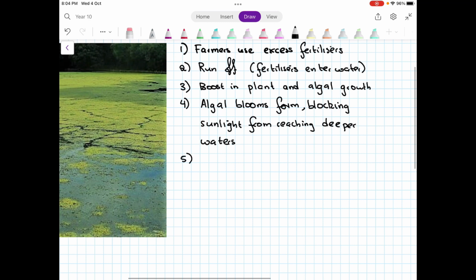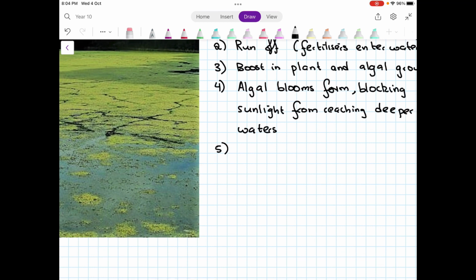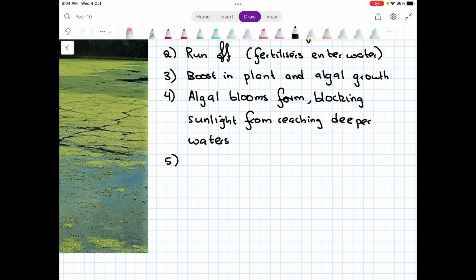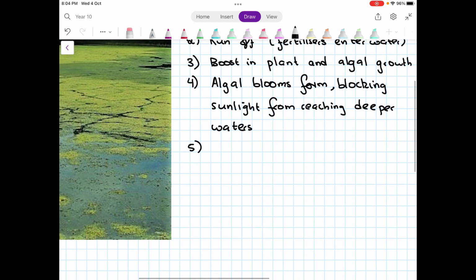What this means is that plants at the bottom of these bodies of water can't access sunlight, and therefore they can't photosynthesize. If these plants can't photosynthesize, they can't make food for themselves, and eventually they'll die. So these algal blooms really devastate the plant population and cause plant death. You could just summarize this by saying plants die, they can't photosynthesize.